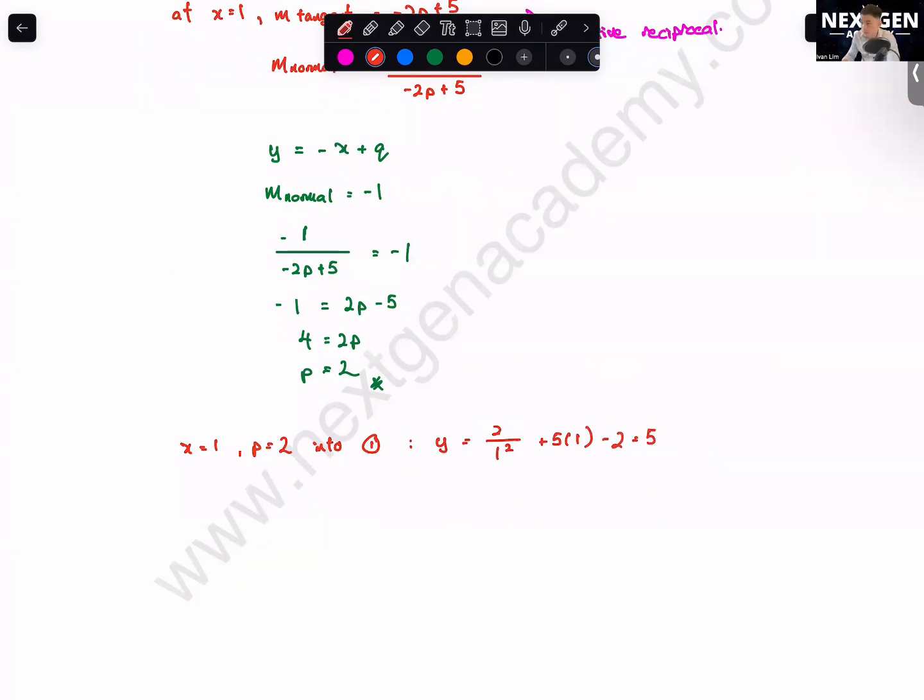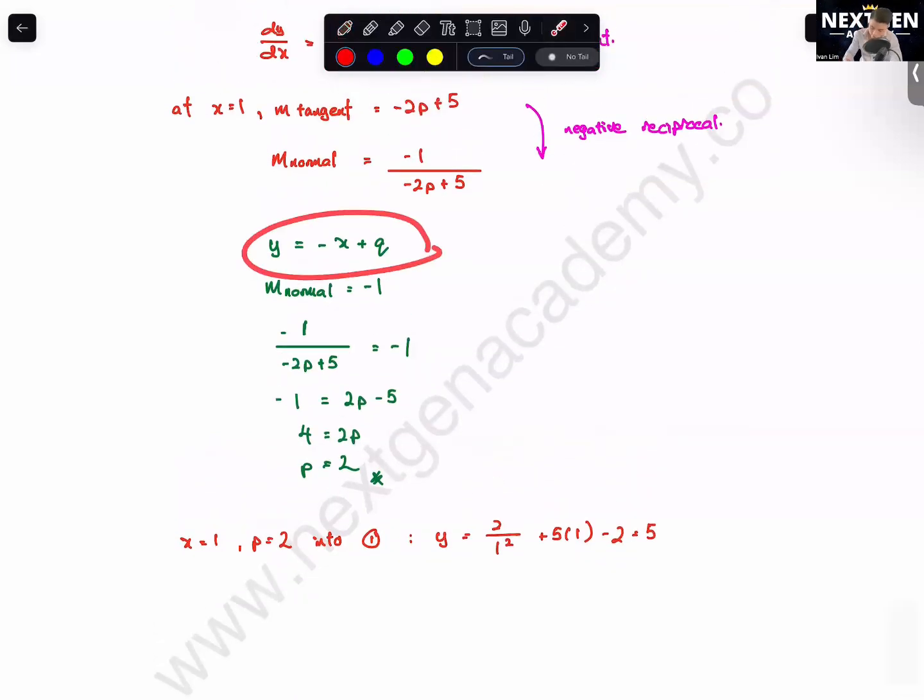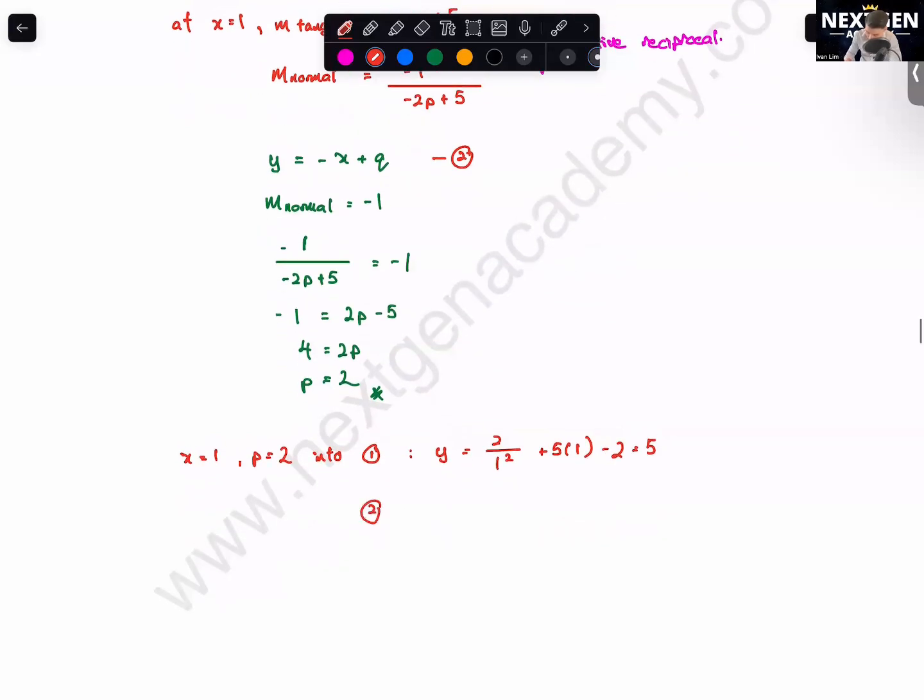Okay, then what do we do? You see where in your equation there is q? This equation here, y equals to -x plus q. Let's call this equation 2, so that we can see clearly. Now I substitute everything into equation 2 because I got my y. So 5 equals to -1 plus q. Q is equals to 6. So you get these two answers.